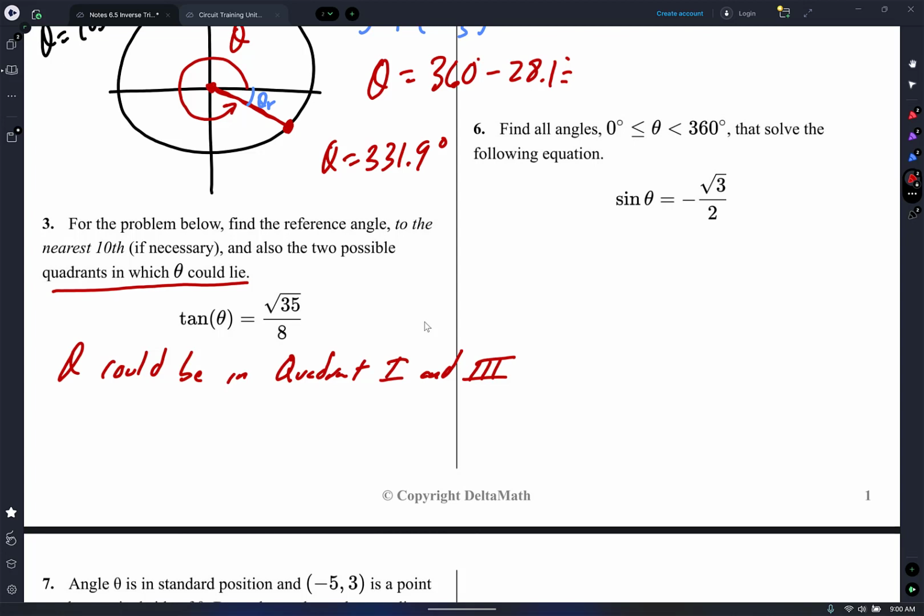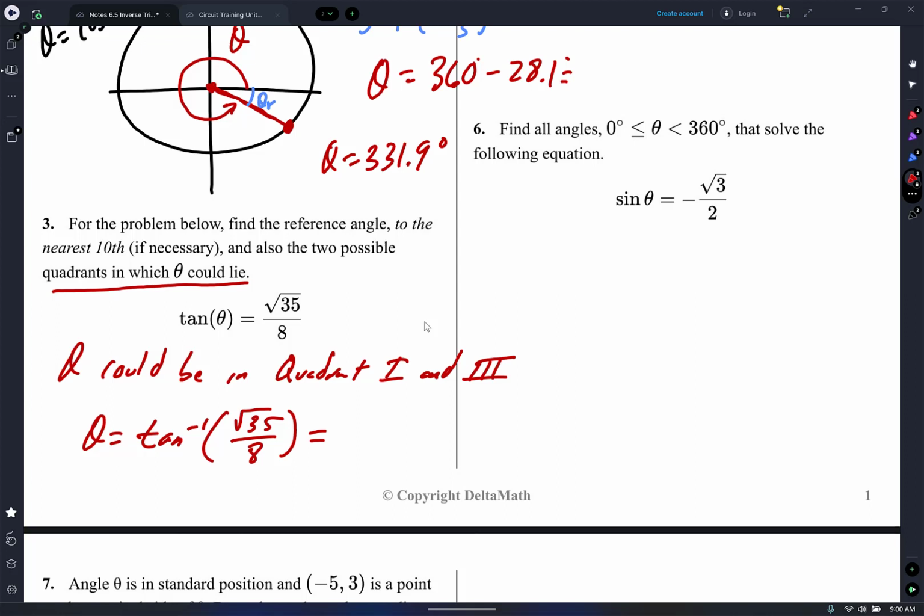All right, now check it out. You guys already know this. How do I get theta by itself? By taking the inverse, or arc, you can say arc, taking the arctan of that. So here we go. Theta equals inverse tan or arctan, it doesn't matter which one you use, of this argument, square root of 35 over 8. Now, because it's positive, this will always give you the reference angle. So it's going to give you the answer in quadrant 1. To get the answer in quadrant 3, take that reference angle and add 180.